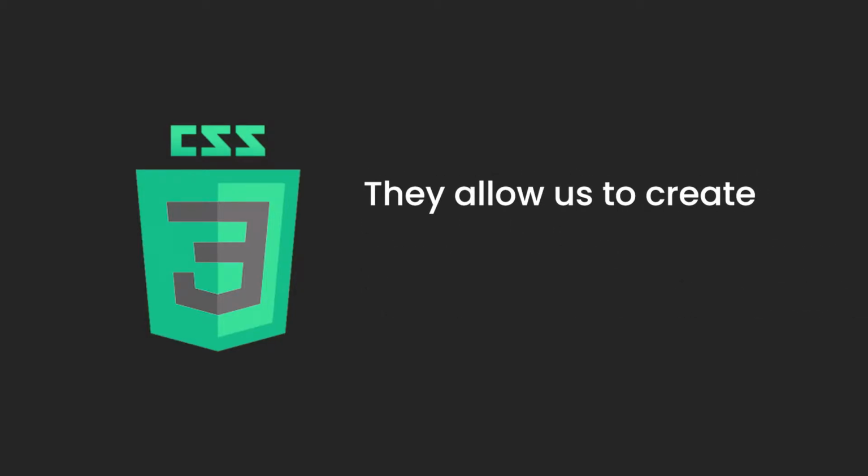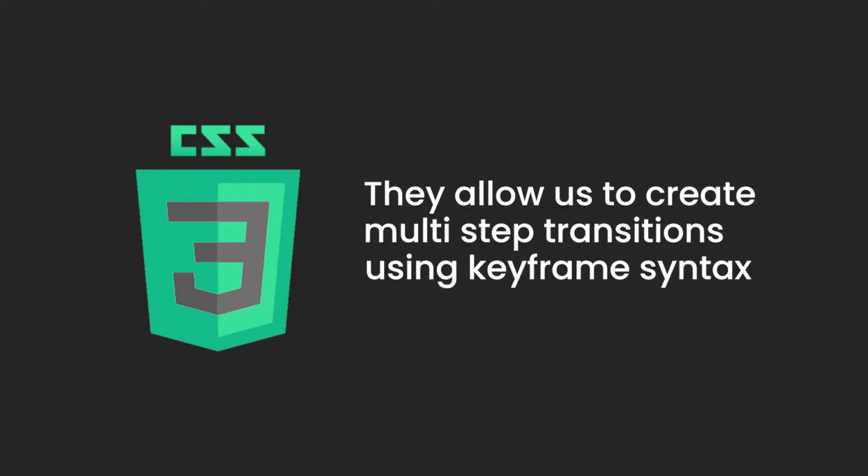CSS animations is a module by CSS that allows us to animate HTML elements using CSS styling. They allow us to create multi-step transitions using keyframe syntax. So let's open VS Code and get started.